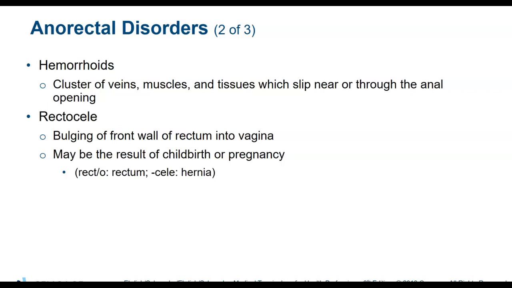A rectocele actually is like a herniation into the wall of the vagina. Not a good thing to have happen. And again, this type of thing can happen from childbirth and pregnancy.